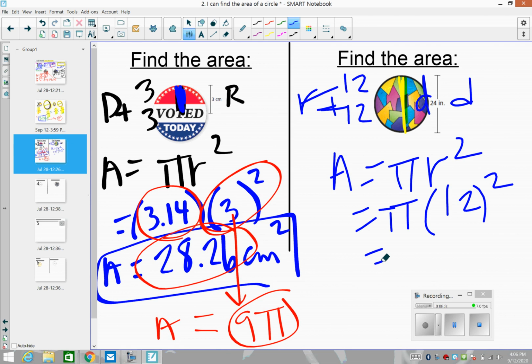Type it in. So we get 3.14 times 12 squared. Do it. What is the area of that circle? The space inside the pizza sauce is 452.16 inches squared. Because we're talking space inside. It's two-dimensional. That's the space inside that circle.